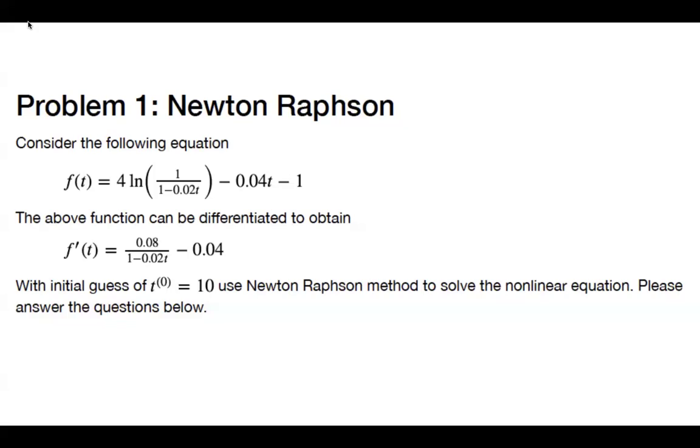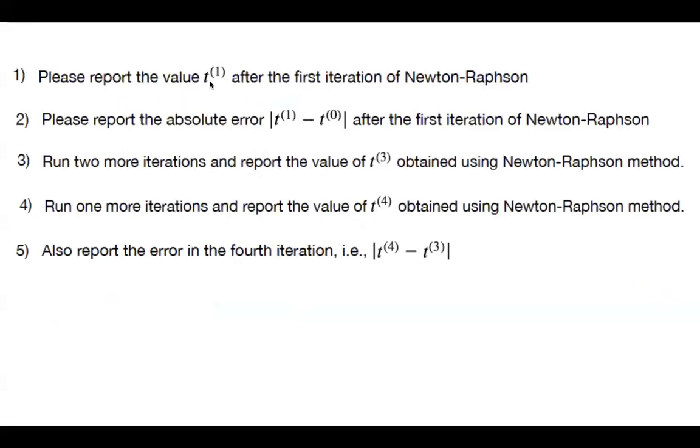So let's try to solve this problem. This is a Newton-Raphson equation. You are given the function and also the derivative of the function. You need to start from the initial guess, T of 0, which is 10. You need to use the Newton-Raphson equation to find the value after the first iteration and find the error. You have to repeat it for the third and the fourth iteration.